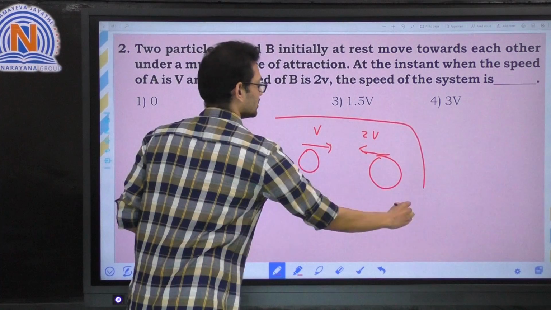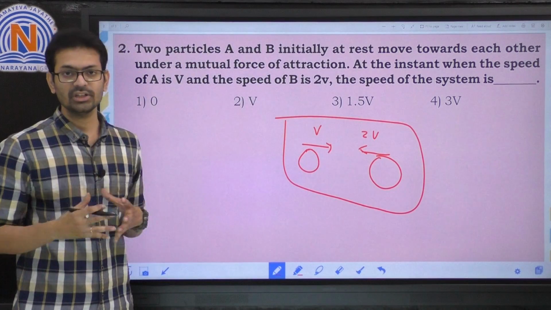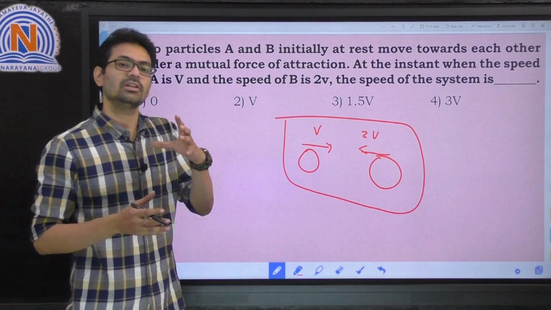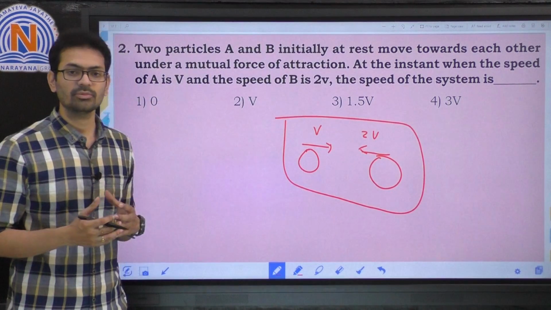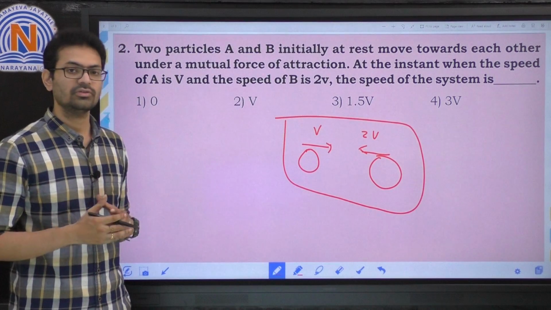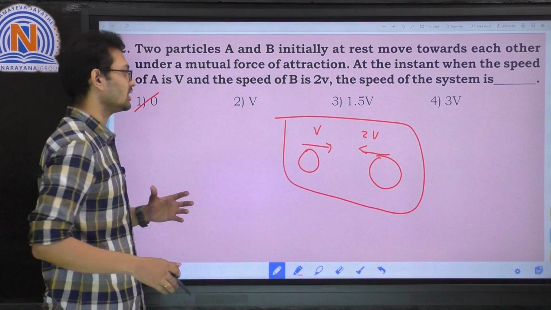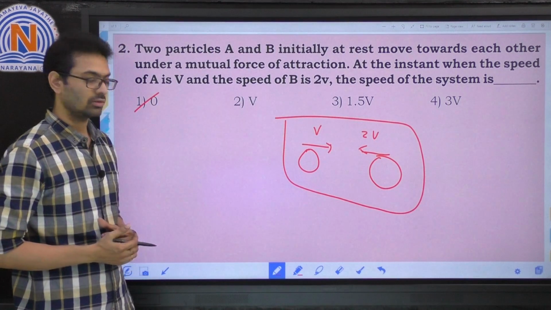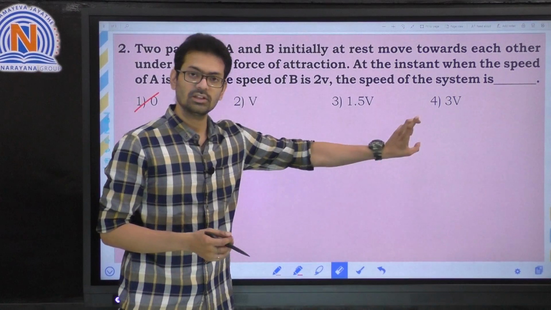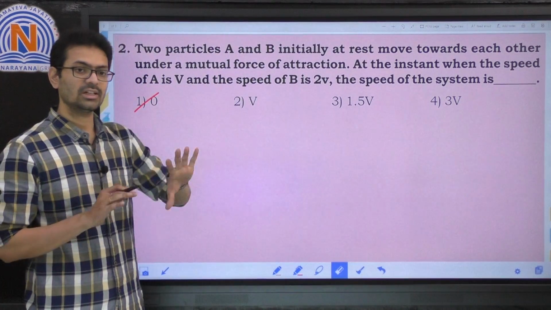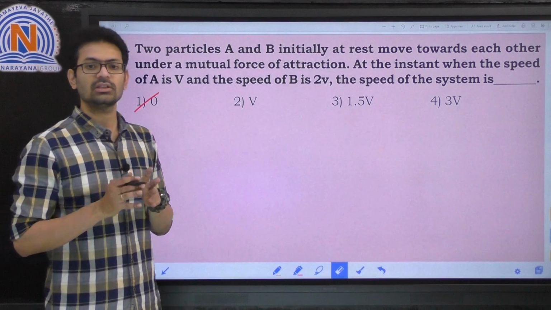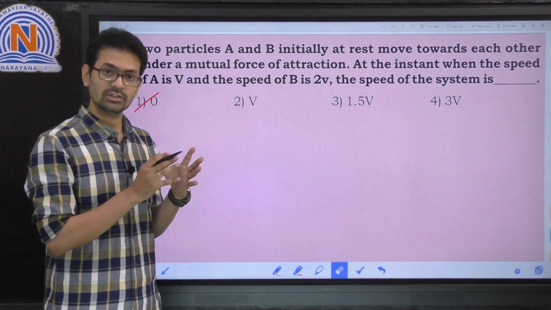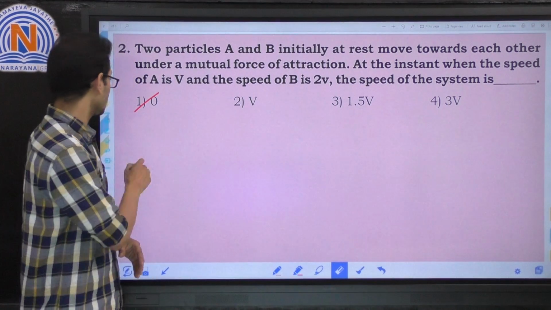Now this completely is a system, right? The internal forces can't change the center of mass, so your center of mass is not going to change. The internal forces can't change the speed of the system either, so the speed of the system is 0. I hope it is clear for you all. Internal forces cannot change the center of mass, so the speed of the system is also 0. So let us go with the next question.